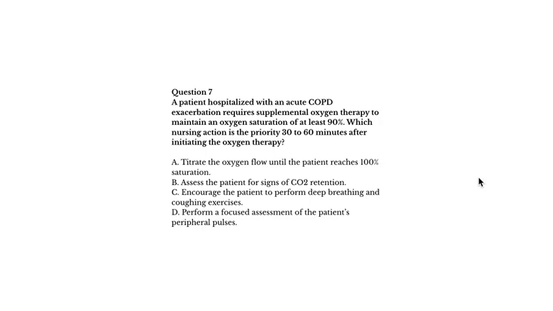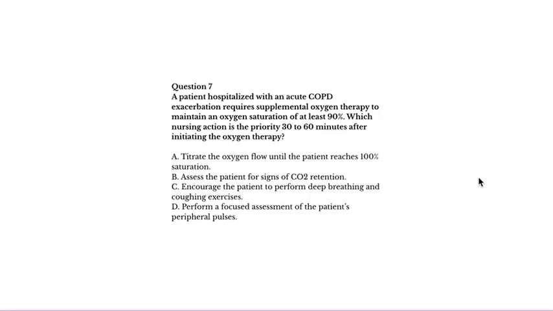We can, like option C, the reason why it's incorrect, encourage them to do deep breathing and coughing exercises. But remember, we just started oxygen therapy, so that's the main thing. And then letter D is also incorrect because, again, it focuses on something that is really not related to respiratory, such as peripheral pulses, which is not the best option. So letter B is the correct answer for question number 7.